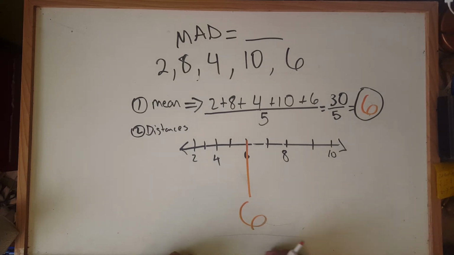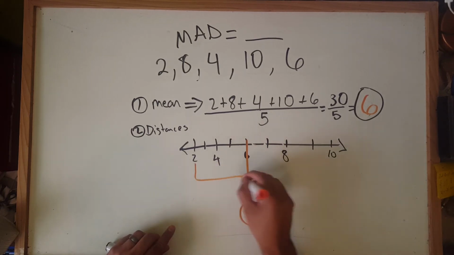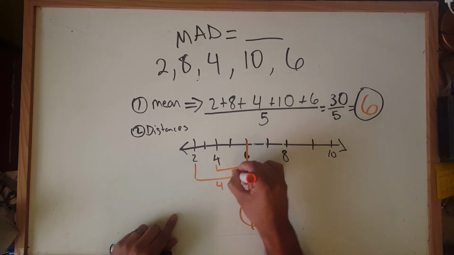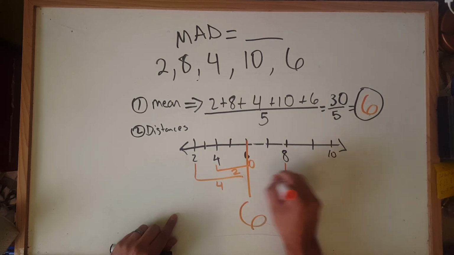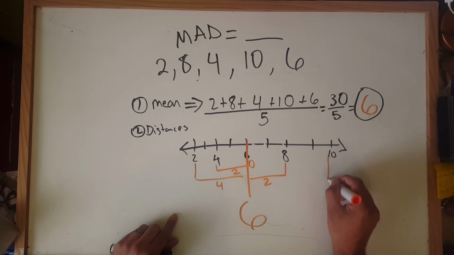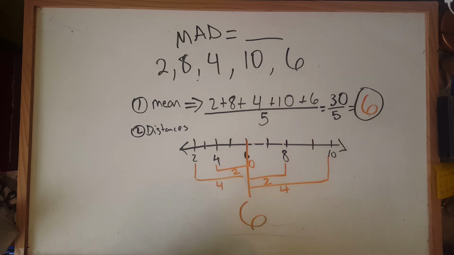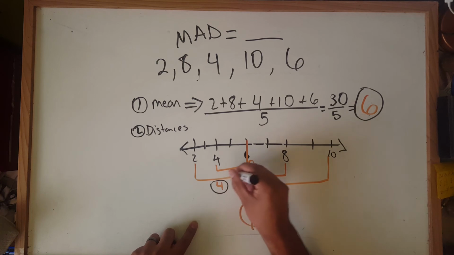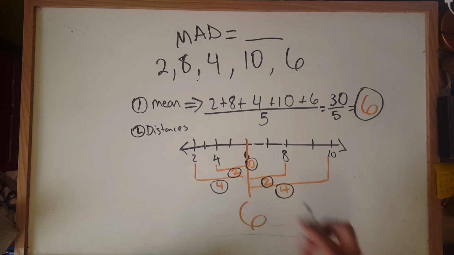Okay? Now I need to find distances from all my numbers in my number set. So I have a 2. How far is 2 from 6? It's 4 jumps. How far is 4 from 6? That's 2. How far is 6 from 6? That's a 0. How far is 8 from 6? That's also a 2. And how far is 10 from 6? That is a 4. Okay? So those are all my distances, and I should always have the same amount of distances as I have numbers right here. So I have a 4, a 2, a 0, a 2, and a 4. So that's 1, 2, 3, 4, 5. I had 5 numbers here, so I should have 5 here.